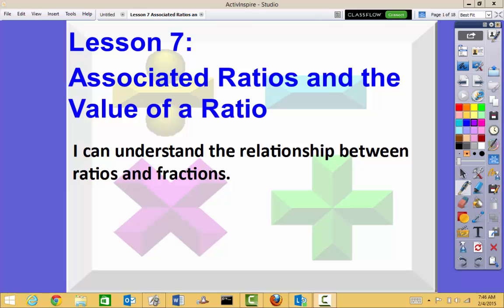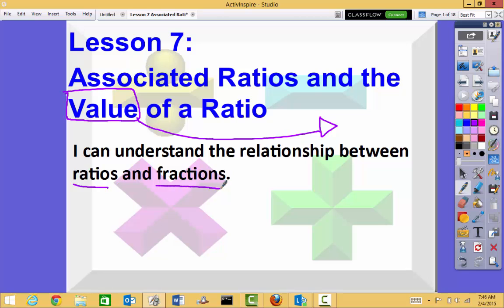So today we're going to be doing lesson 7 entitled Associated Ratios and the Value of a Ratio. What we're going to find out today is what this word value means and how we relate it to a ratio. As we're going to find out, our I can statement is I can understand the relationship between ratios and fractions. So this fraction is actually going to be our value part. The value of a ratio is actually its fraction component.